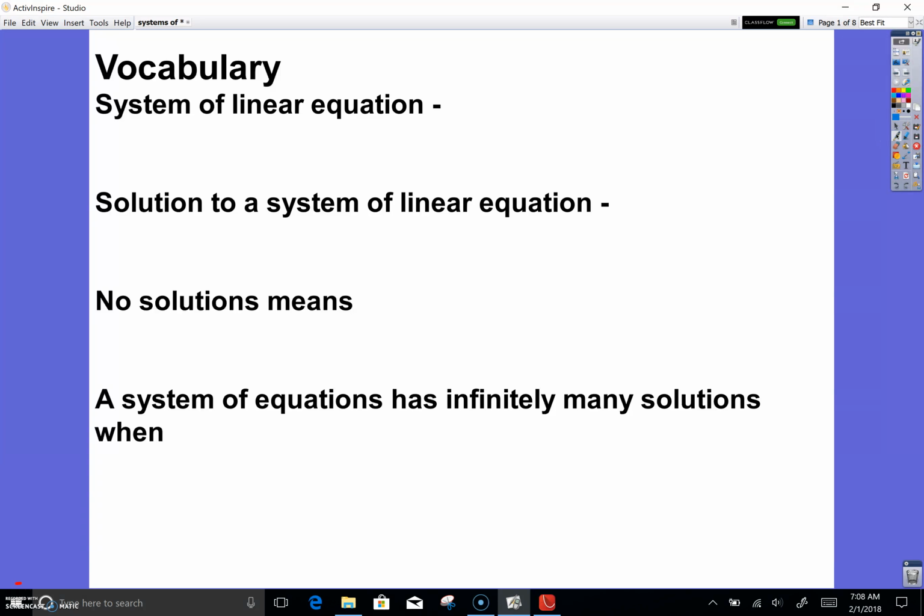Okay, today we're going to learn about systems of linear equations. First thing we need to know is some vocabulary words. When we talk about systems of linear equations, all we're talking about is a set that contains two or more equations. That means if we have two equations, we have two or more graphs.